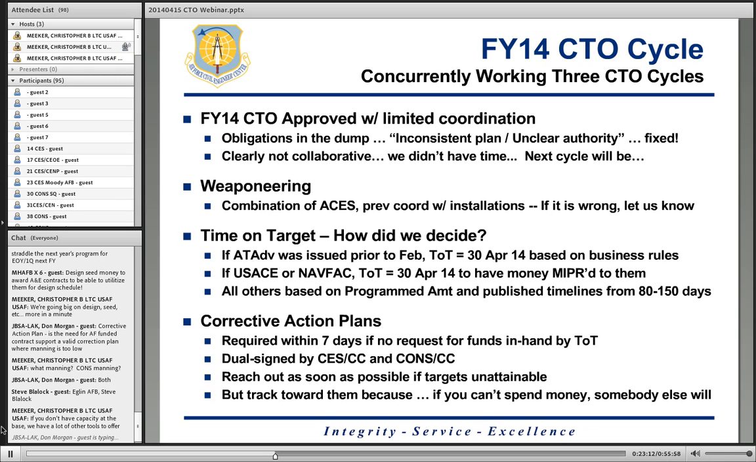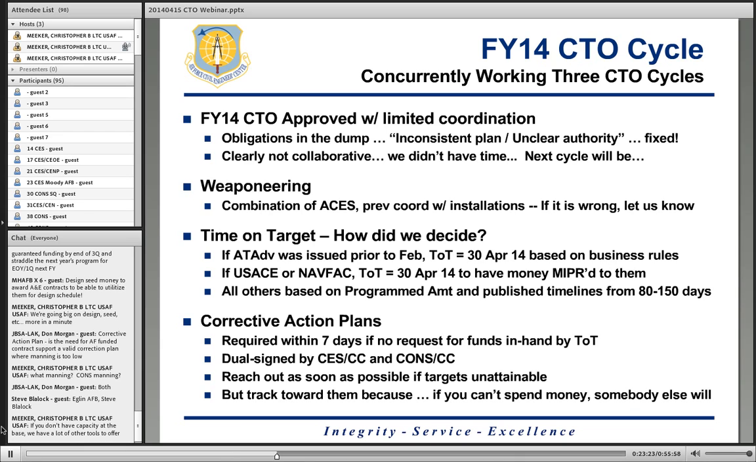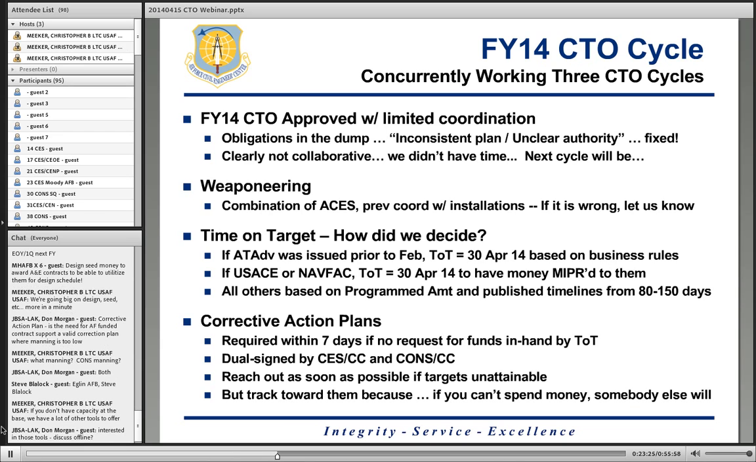And then all other requirements that we had not issued authority on, we used the programmed amount and published contracting timelines from the 772nd here, 80 to 150 days based on the size of the requirement and the type of the requirement to lay in those dates. So again, having no visibility on how much you had worked on a requirement so far on the CE side and developing a package, we had to take our best guess based on that data and what had been socialized in the past. And that's how those dates were decided.